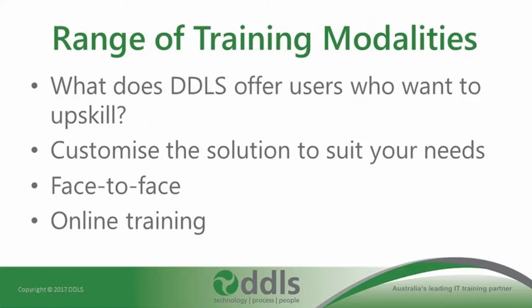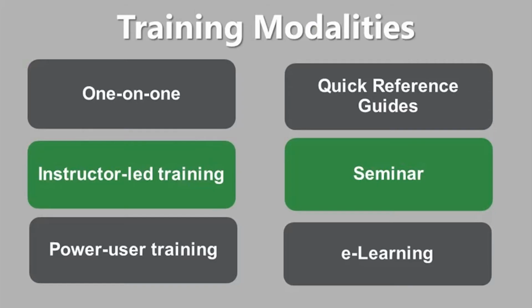So what type of training modalities are we going to look at? Here are some of them that are available through DDLS. The one-on-one training is specific to individuals' needs and job requirements, very popular in certain organizations. The instructor-led training sessions are generally hands-on, either half-day or full-day core product training in a classroom, and they're for groups of 10 or 12 per session. These can be on site at customer premises or at the DDLS training centres around Australia.